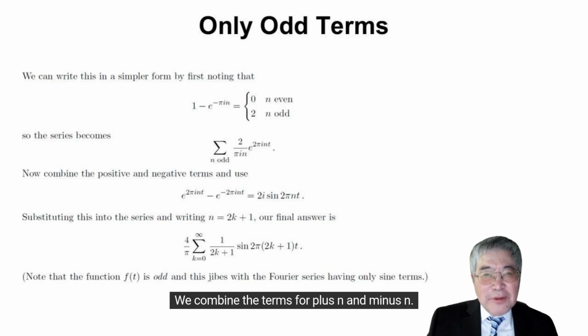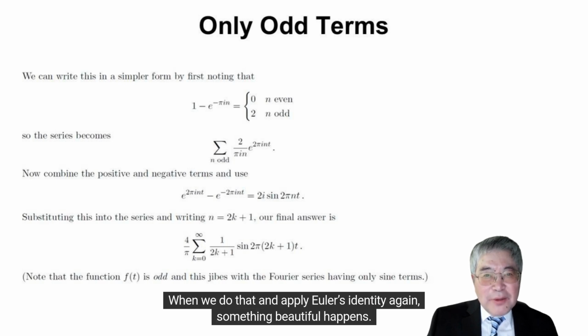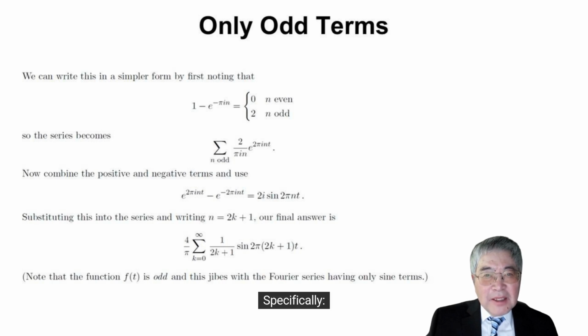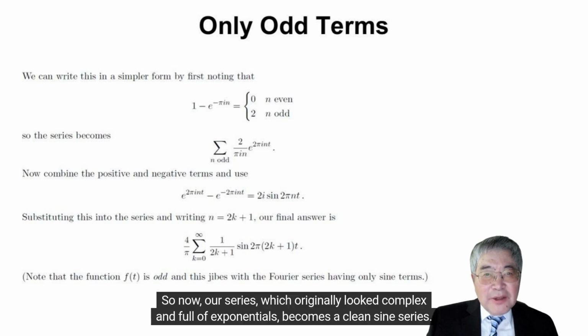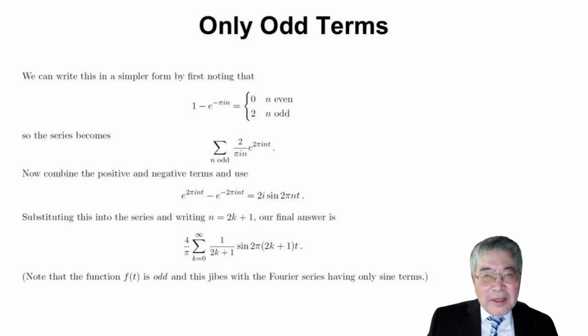Now we go one step further. We combine the terms for plus n and minus n. When we do that and apply Euler's identity again, something beautiful happens. The sum of e to the i theta and e to the negative i theta becomes a sine function. Specifically, e to the 2 pi int minus e to the minus 2 pi int equals 2i times sine of 2 pi nt. So now, our series, which originally looked complex and full of exponentials, becomes a clean sine series.